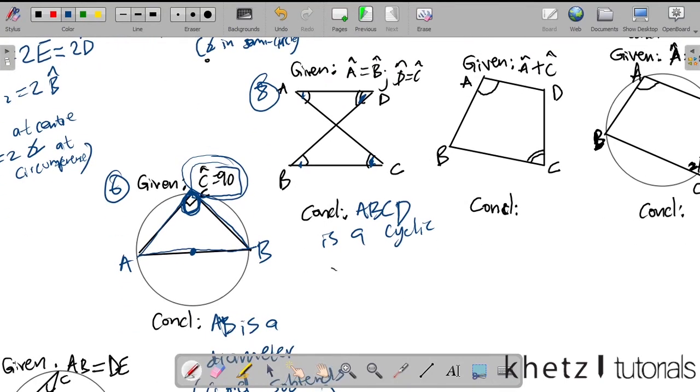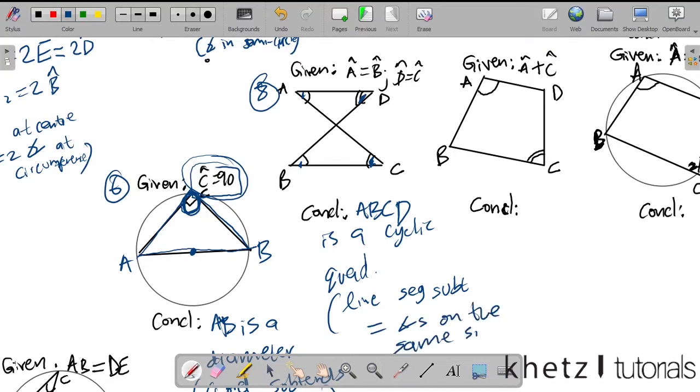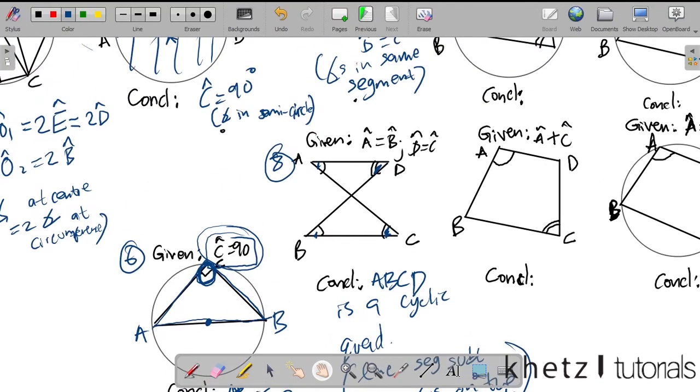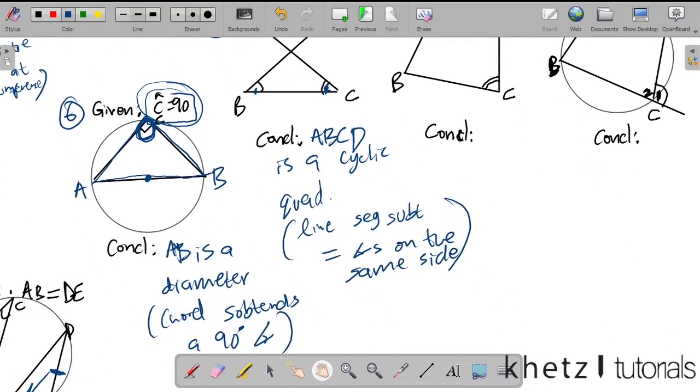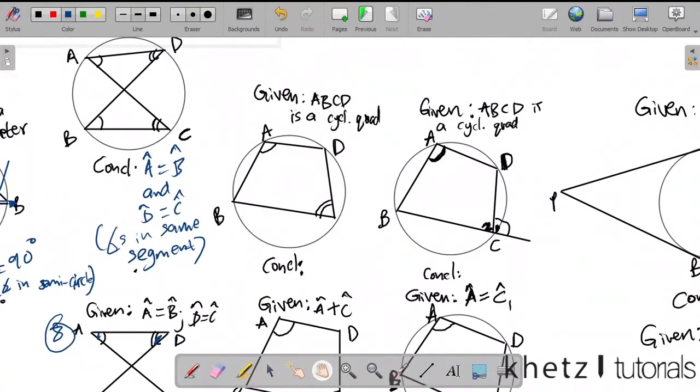Just try to quad, doesn't really matter. And the reason for that would be line segment subtends equal angles on the same side. So you'd see that the equal angles are on the same side. A and B are on the same side, D and C are on the same side, and that would be your reason. Moving on to number 9, I believe.